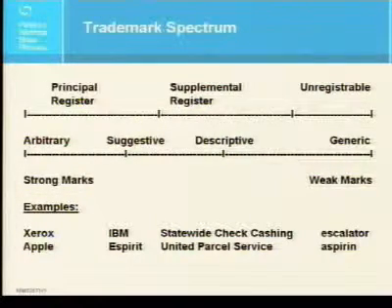Just talking more substantively about intellectual property law, this is kind of an outline of trademark law. So trademarks go from arbitrary marks that are very distinctive and easy to protect to marks that companies like to use because they tell customers what their products are, which are descriptive and hard to protect. So something like United Parcel Service over time has become distinctive.